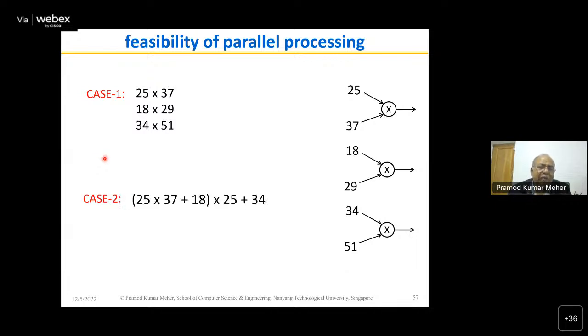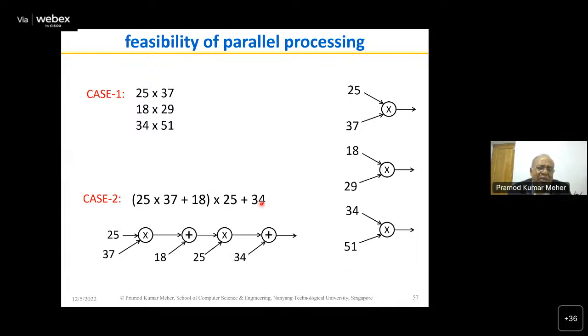Suppose in case 2, we have something like 25 times 37 plus 18 times 25 plus 34. Here the computation is dependent, because of the precedence behavior. You cannot multiply by 25 before you add 18, and you cannot add 18 before you multiply 25 with 37. After adding 18, you have to wait for the result and then multiply with 25. After this product is over, then only you can add. So there is a data dependence here, and you cannot do anything in parallel. So it has to be done like this.